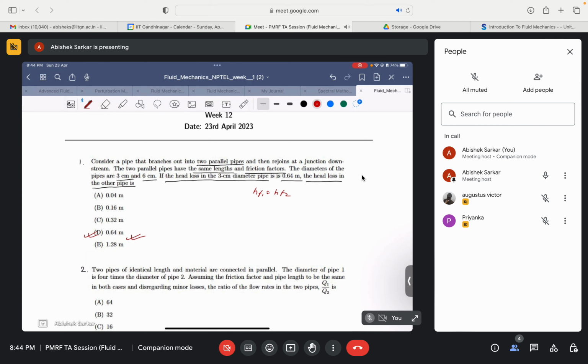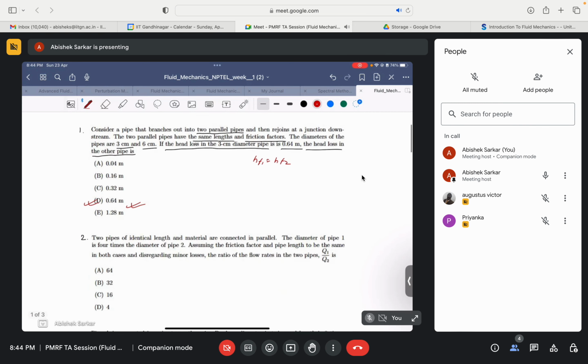So if both of you are planning to give GATE or ESE, in that sense, if you know the formulas, then these topics could be very easy for you. It's just the substitution of the values in the formulas and you get the result. Okay, just as a side note.